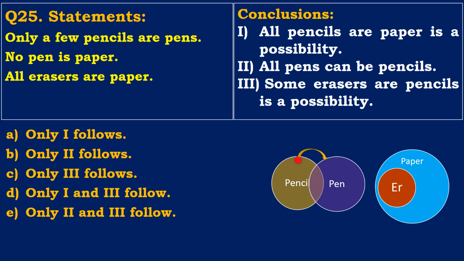According to trick 4, conclusion 2 is correct. It may be possible that some erasers are pencils. Hence, conclusion 3 is also correct. As a result, only conclusions 2 and 3 follow the statement. Hence, option E is the correct answer.